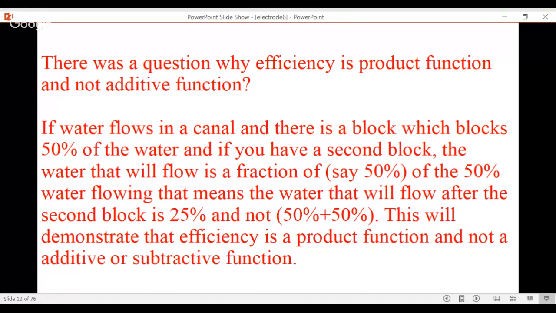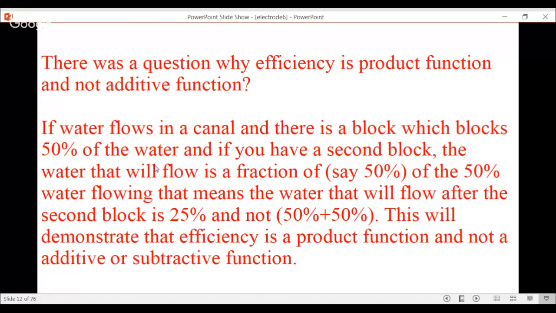Now out of this 50%, if another 50% is blocked by the second block, the efficiency of the second block is 0.5. So the 0.5 of 50%, because only 50% of water is coming into the second block, out of it 50% is going away from the second block. Therefore, in the first block 0.5, the second block 0.5. So 0.5 into 0.5 will be 0.25.